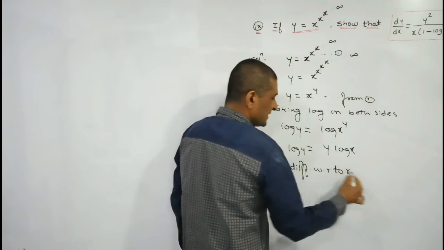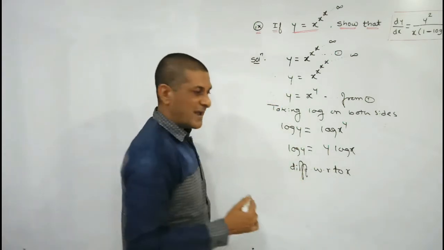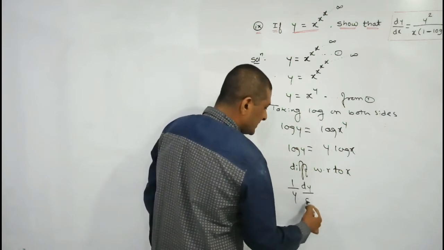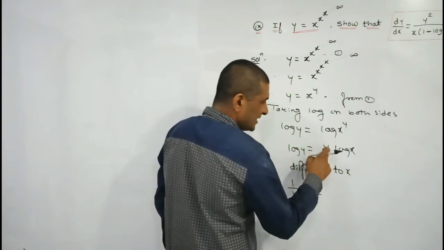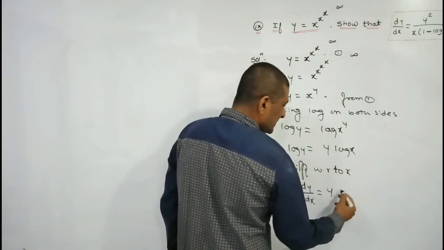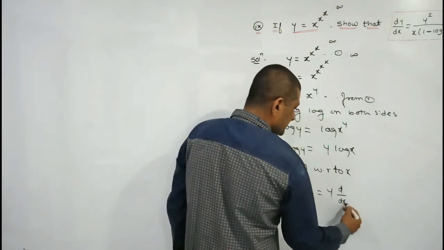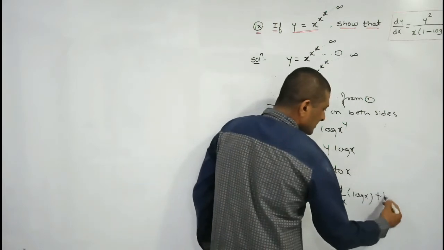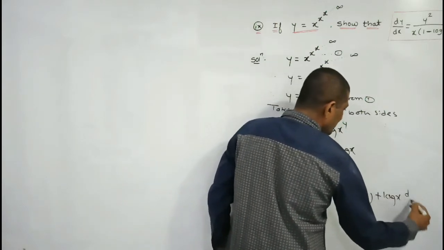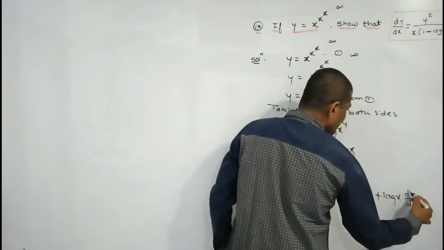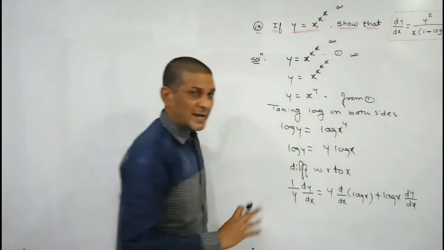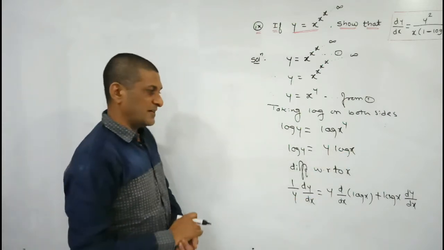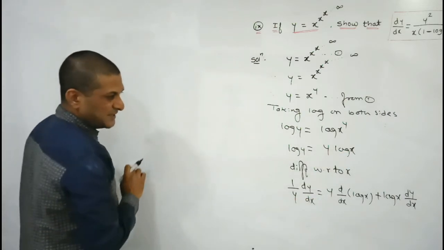So see, on the left hand side derivative of log y is 1 upon y dy upon dx, and on the right hand side keep first term, means y as it is, into derivative of second term. Derivative of second term means derivative of log x, plus second term as it is, means log x as it is, into derivative of first term. What is first term here? Y, means derivative of y. Just we have applied product rule to find out differentiation of this left hand side. Now let us simplify it.